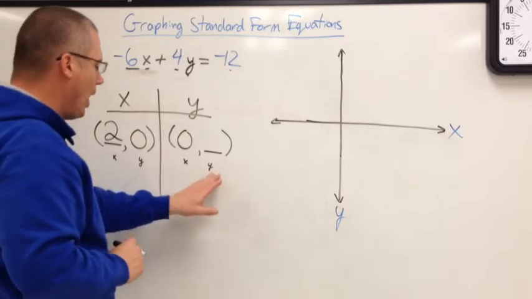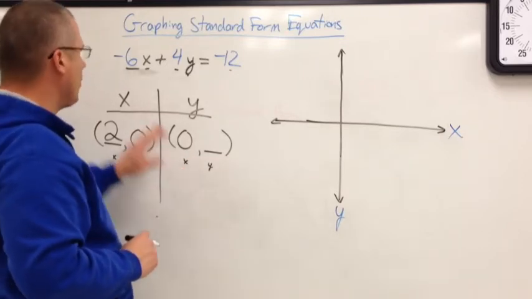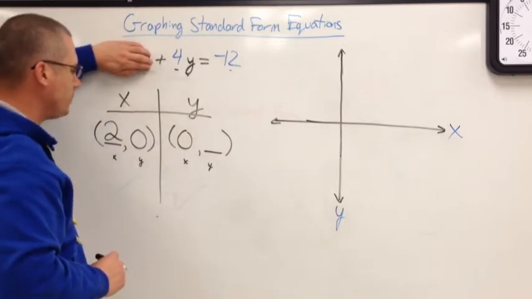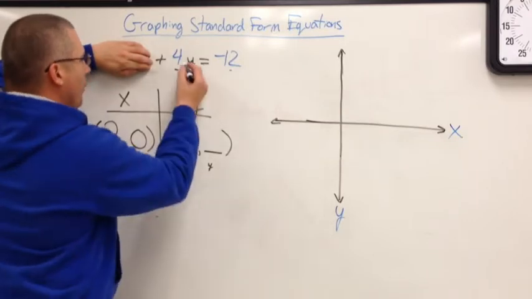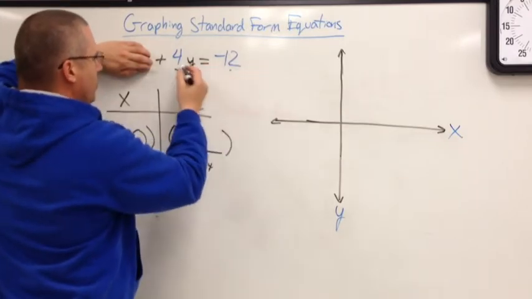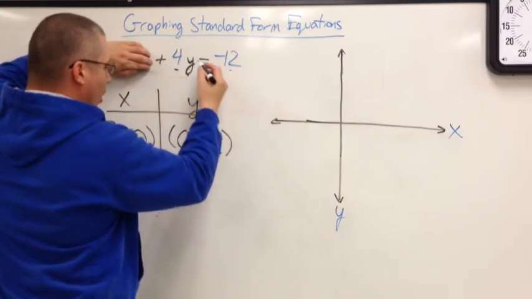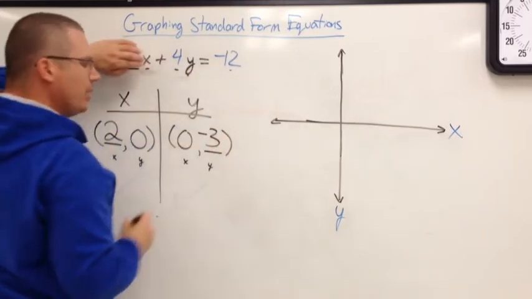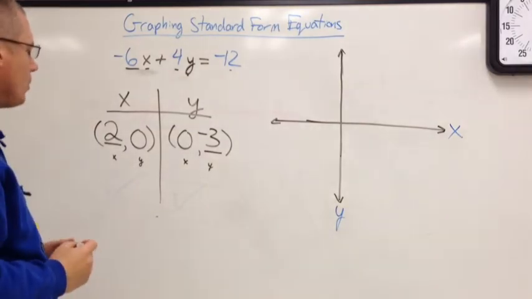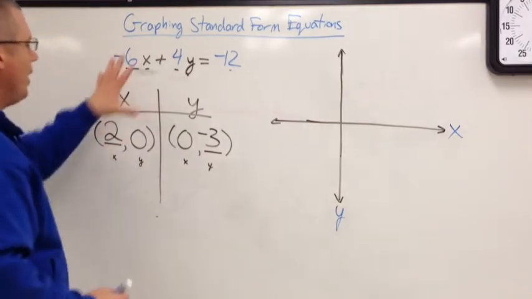Now let's work for the y. X is 0, so I cover up the x term. 4 times y equals negative 12. So 4 times what is negative 12, or y equals what? Hopefully you say negative 3. I found my intercepts.